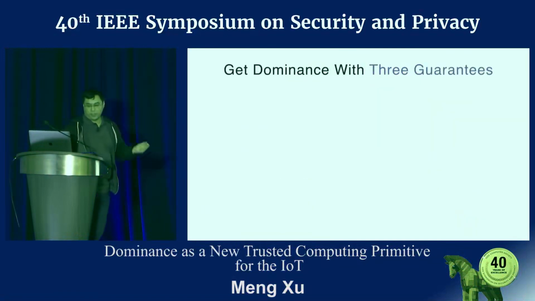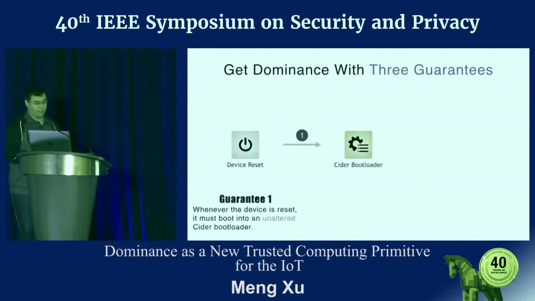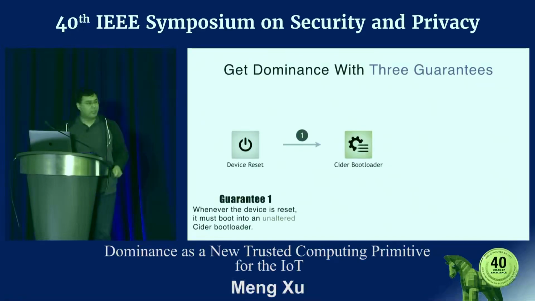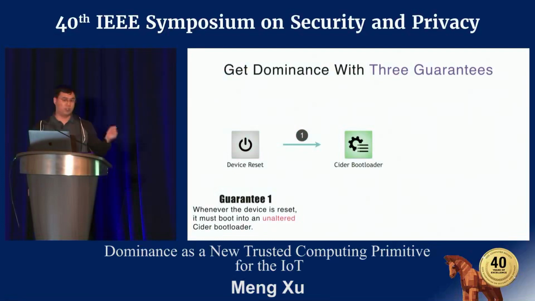So how do we get there with the 3 primitives? We can achieve this dominance scheme with 3 guarantees. The first guarantee is that whenever you hit the reset button, the device will boot into a trusted bootloader, and the bootloader is unaltered. We guarantee that it is always unaltered.